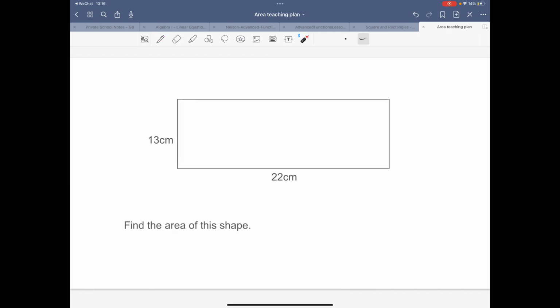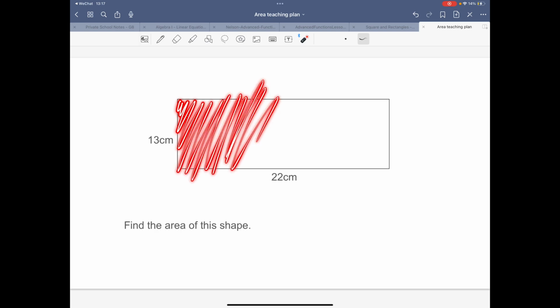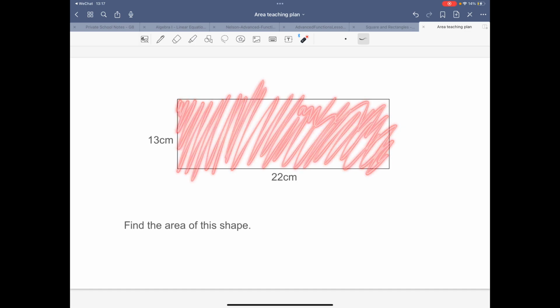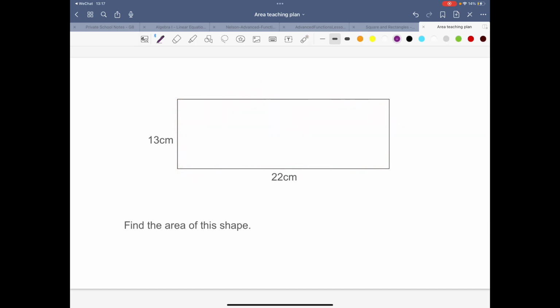So here we have another rectangle with a width of 13 centimeters and a length of 22 centimeters. And the question says find the area of the shape. So now I'm still going to give you a few seconds to find this area. And just to remind you, area is the whole covering of this colored part. So that's the area. And the length is this part. The width is this part.